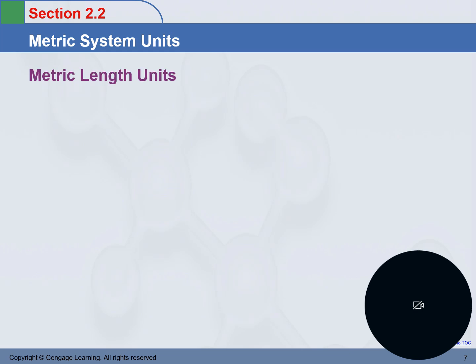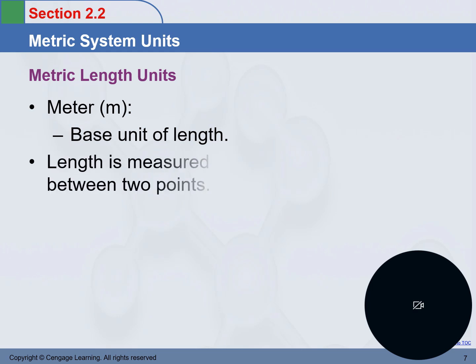Metric unit for length happens to be the meter, which is symbolized by a lowercase m. It's pretty close to a yard. 1 meter is equal to 1.09 yards, so just to give you some idea. And that is the metric system, the base unit for length. Length is measured by determining the distance between 2 points.